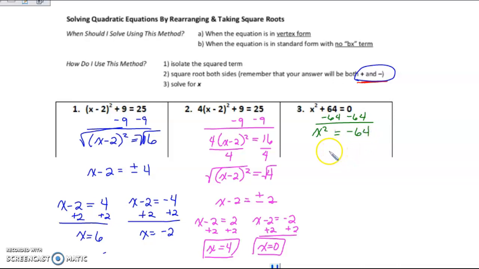Now remember, when we were talking yesterday, we were talking about the fact that you cannot have a square root of a negative number. This is not factorable, or you cannot factor it, because this is a negative number. Even though the square root of 64 is 8, I cannot find the square root of a negative number.